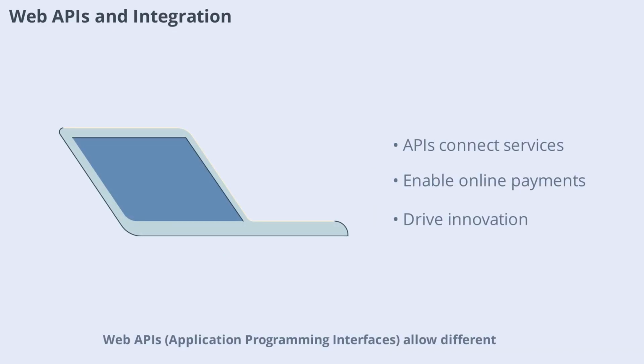Web APIs, application programming interfaces, allow different applications and services to communicate and work together. APIs power everything from social media sharing to online payments, making the web more interconnected and functional.